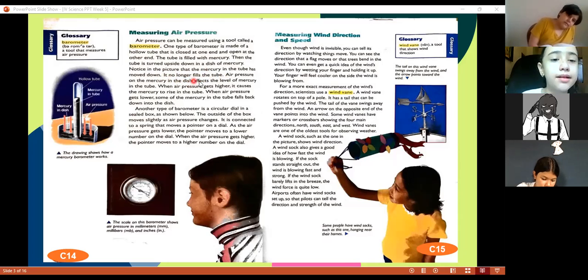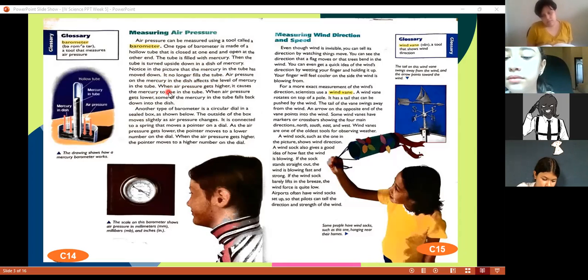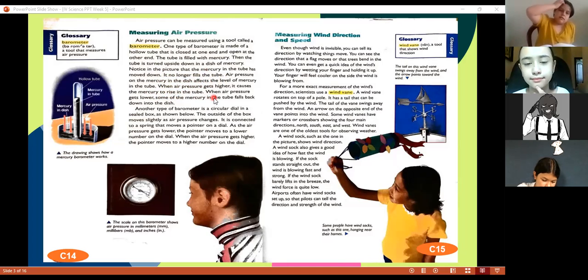It no longer fills the tube. Air pressure on the mercury in the dish affects the level of mercury in the tube. When air pressure gets higher, it causes the mercury to rise in the tube. When air pressure gets lower, some of the mercury in the tube falls back down into the dish.